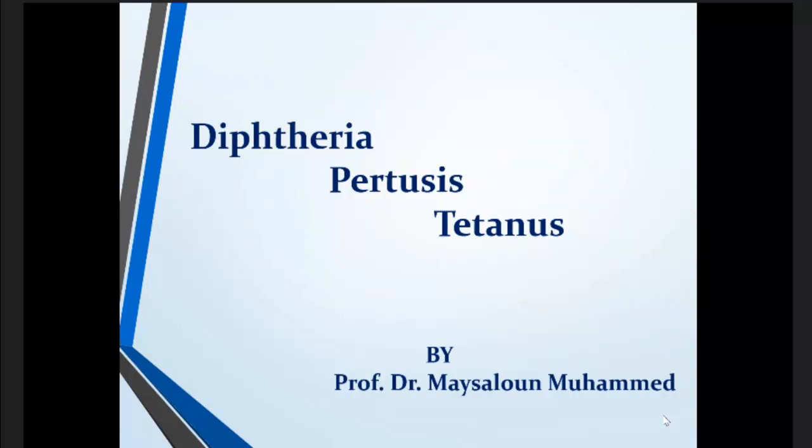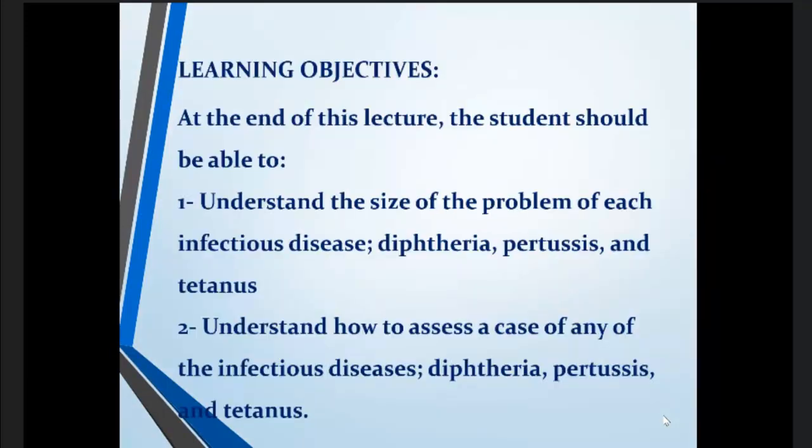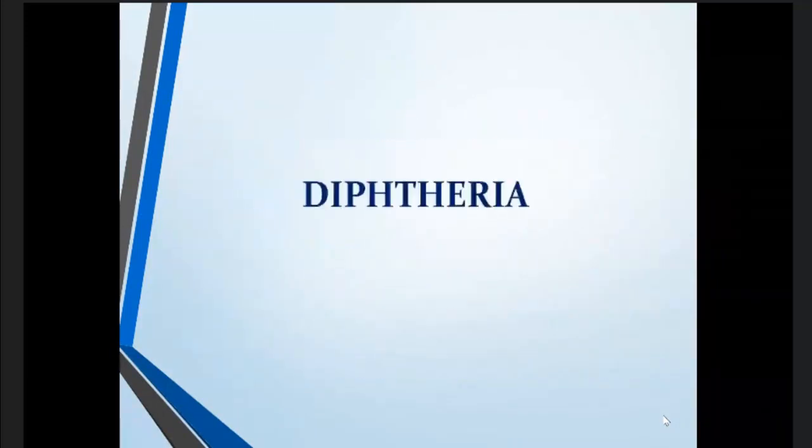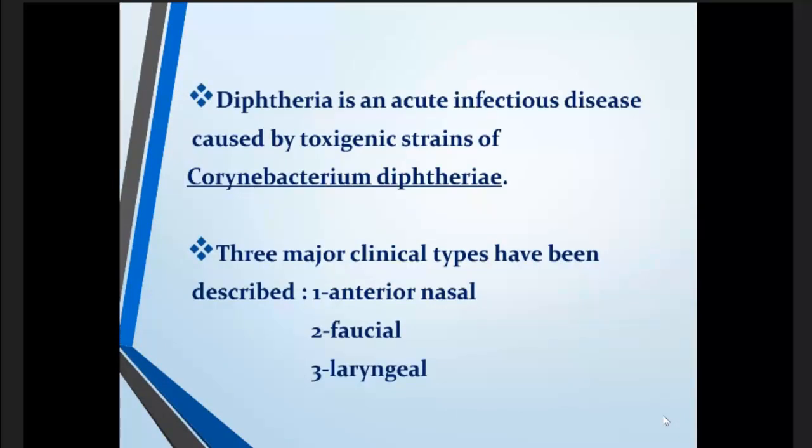It's about 3 infectious diseases: diphtheria, pertussis, and tetanus. We will start with diphtheria. Diphtheria is an infectious disease caused by toxigenic strains of Corynebacterium diphtheria. There are 3 major clinical types of diphtheria. It is either anterior nasal, facial, or it's called also tonsillar, and laryngeal.